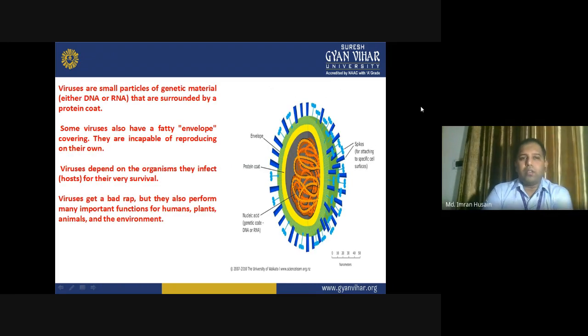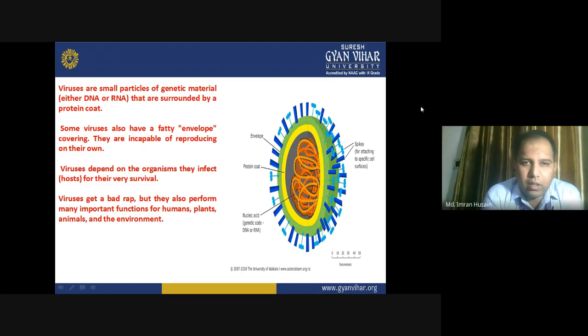Viruses are small particles of genetic material, either DNA or RNA, that are surrounded by a protein. Some viruses also have a fatty covering, known as the envelope. They are incapable of reproducing on their own.